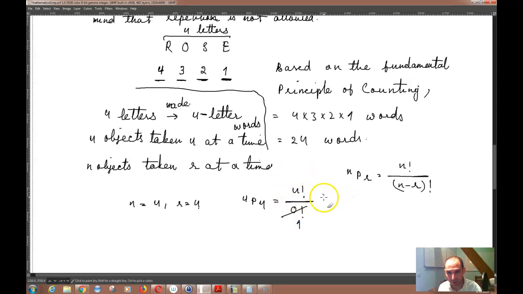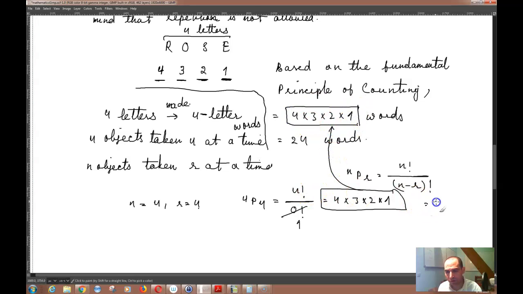And 4 factorial is the same thing as 4 times 3 times 2 times 1, which, as you can see, is the same thing that we used over here, right? So which is equal to 24.